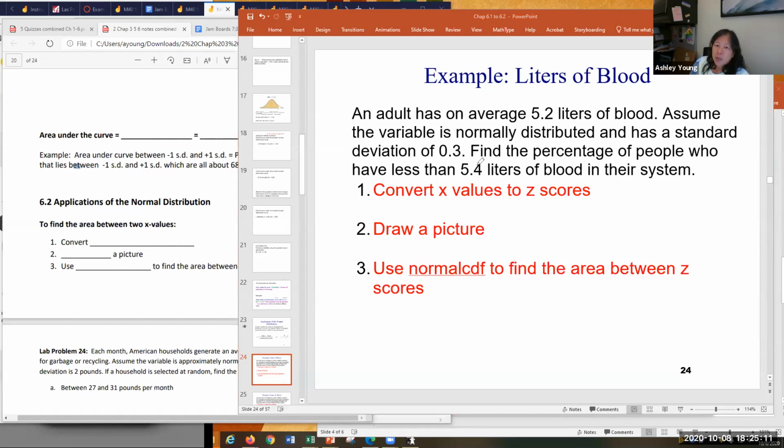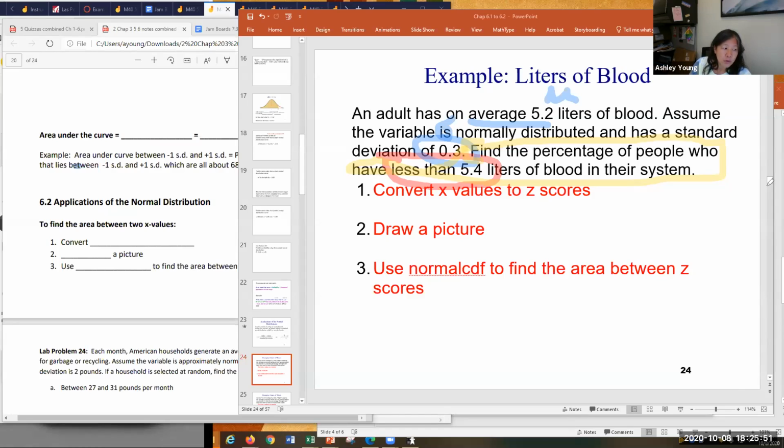5.2, that's not a value I care about. I'm saying find the percentage of people who have less than 5.4 liters. That's the number I care about. This is part of my general information. This is my average. That's my mu. This is my standard deviation. This is my sigma. So these are just pieces of the problem, the information. What I want to do is find the percentage of people. So the finding percentage of people, this part here, this is my problem right there, the part in yellow.